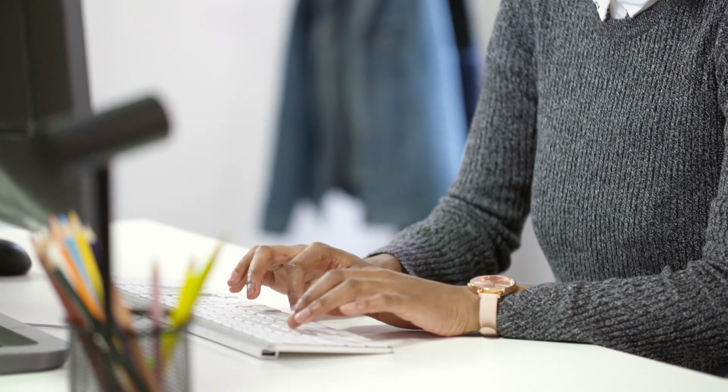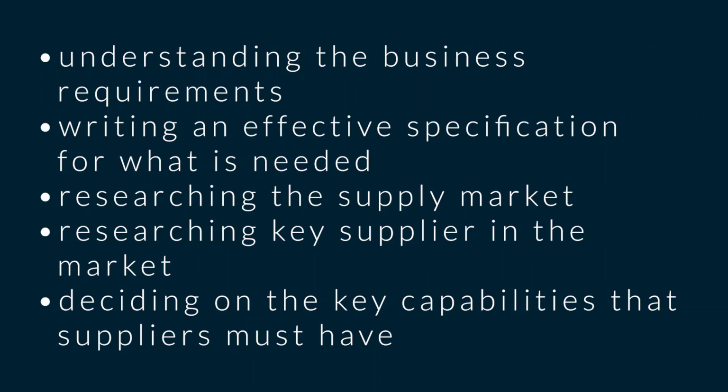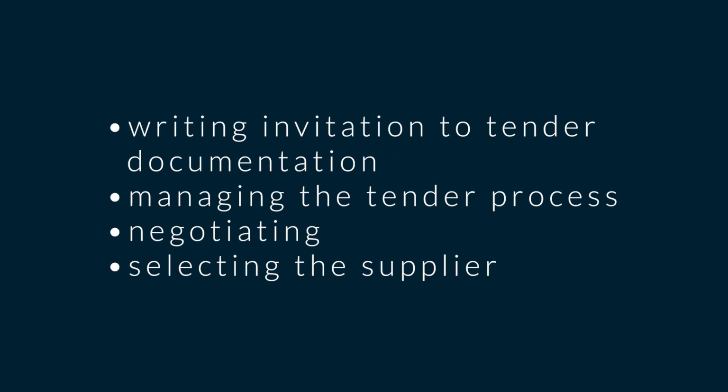To sum it up, the tasks involved in new procurement activity include understanding the business requirement, writing an effective specification for what is needed, researching the supply market, researching key suppliers in the market, deciding on key capabilities that suppliers must have, writing invitation to tender documentation, managing the tender process, negotiating, and finally selecting the supplier and contract award and all that. So that was new purchase.